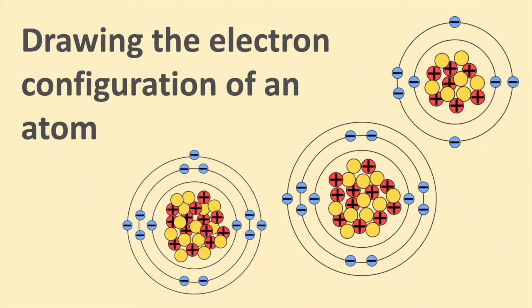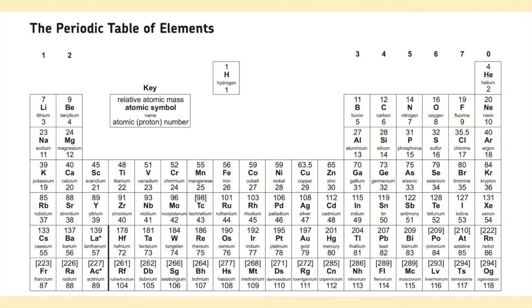In this video, I'm going to be drawing the electron configurations of a couple elements. You guys can follow along at home. All you need is a periodic table and a pencil or pen and some paper.